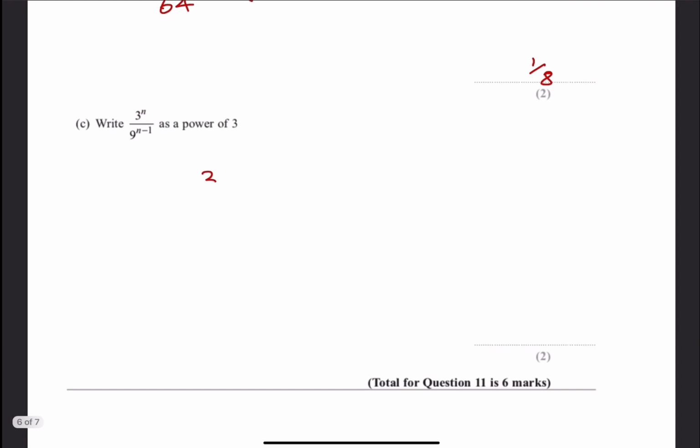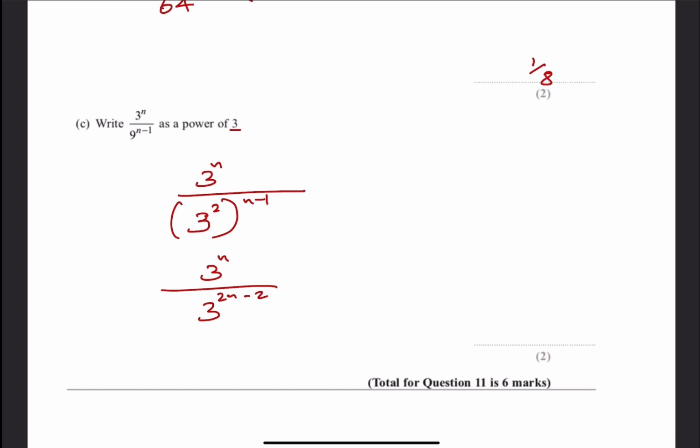3 to the power n. Okay, that's fine, as a power of 3, it's fine. But 9 to the power, that's not as a power of 3. So 9 is 3 squared, to the power n minus 1. If you have a bracket, that automatically means you're multiplying it. So 3 to the power n over, if you multiply, 2 times n is 2n. 2 times 1 is minus 2. A lot of people just put minus 1. Don't be that guy. Okay.